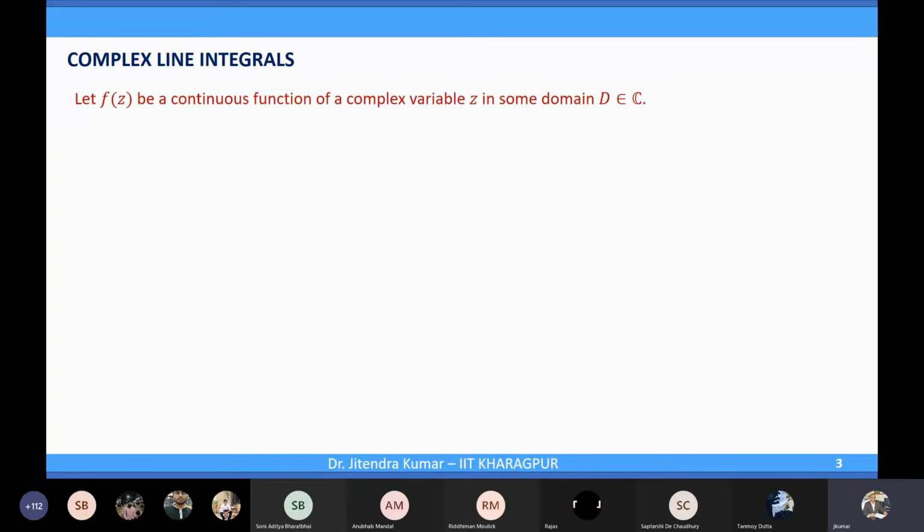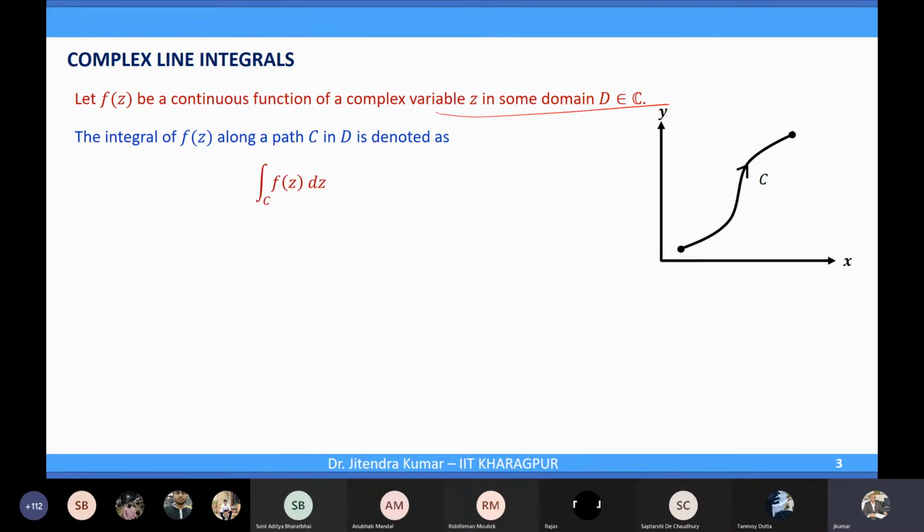So the complex line integral, the portion which I have covered very much in the last week, I will go fast, and where something is new and your attention is needed, I'll go slowly and I'll mention that. So f(z) be a continuous complex valued function in some domain D, and then the idea was that this integral along this given path in that complex domain is denoted by such a notation: integral over this curve C. The curve C is given there, f(z) dz, and C is called the path of integration.